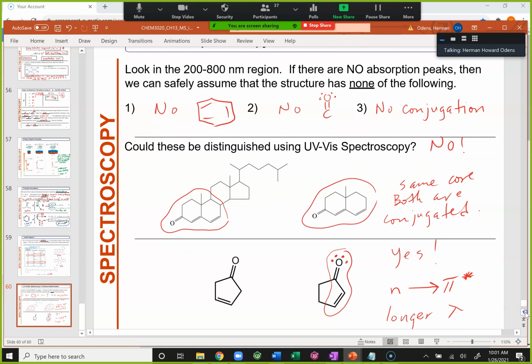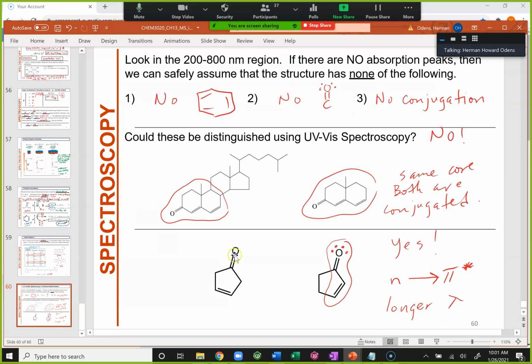But if you have these two molecules here in the bottom, you can definitely distinguish them using UV-Vis. Yay! Finally, something it can be useful for. Thank you. And so, yeah, I'm not so excited about this. Sorry.